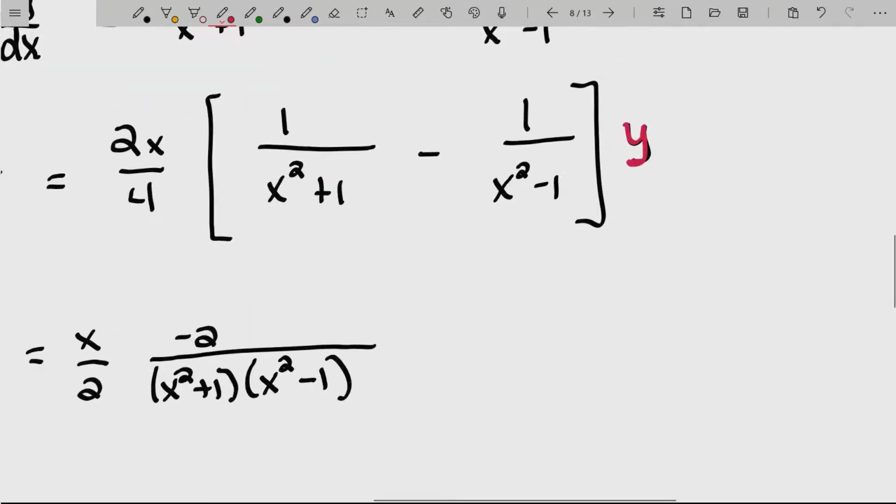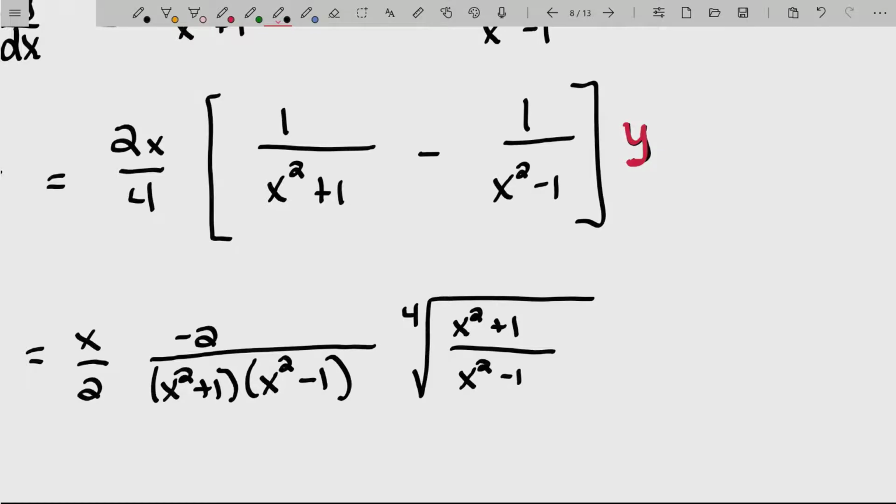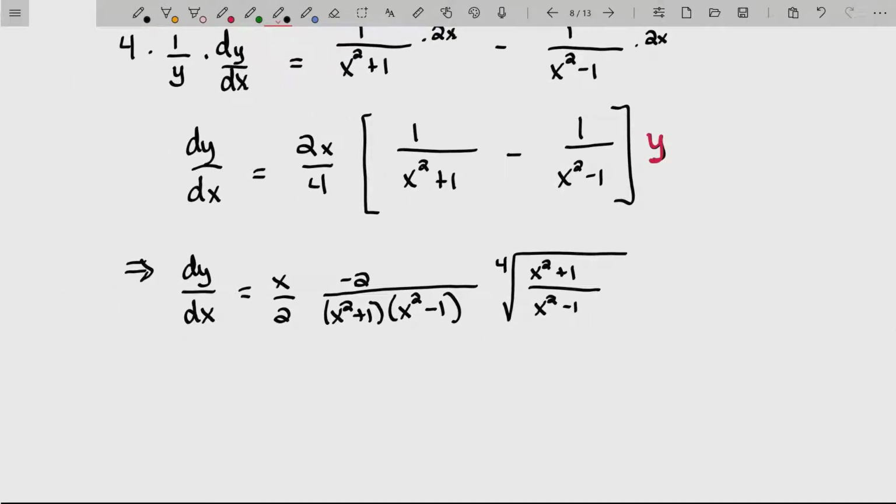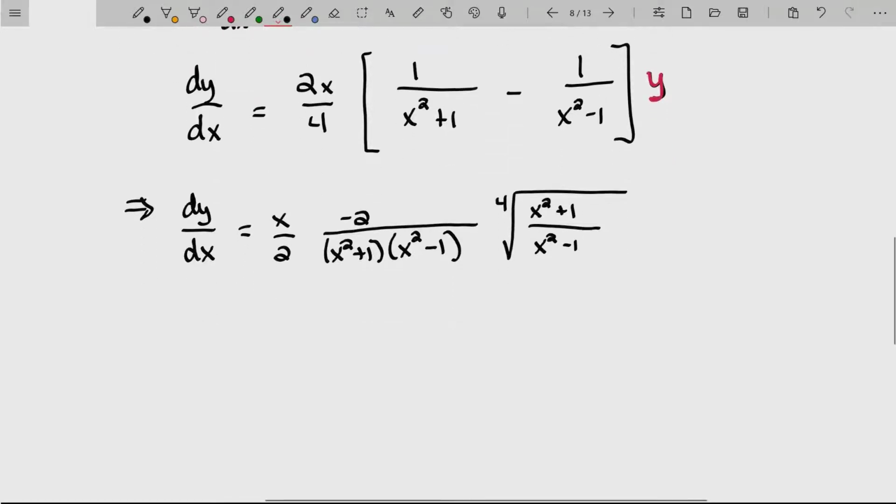That y that's in red up above will be traded out for the 4th root of x squared plus 1 over x squared minus 1. Now, technically, I suppose you could simplify this even further by canceling out those 2's and also taking out powers from the x squared plus 1's and x squared minus 1's, stuff like that. But that's really just a little bit of algebra in the back end. This is actually a very, very clean derivative, considering all the work that went into it.